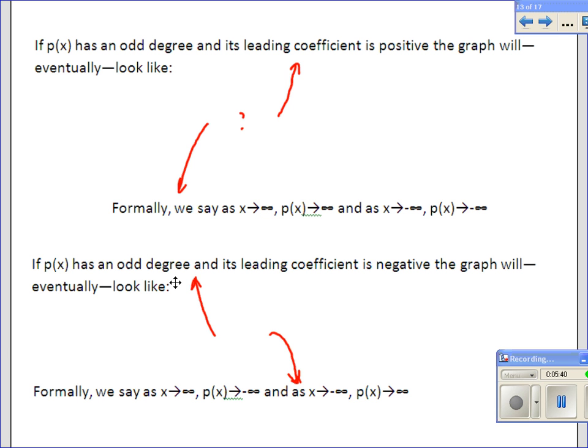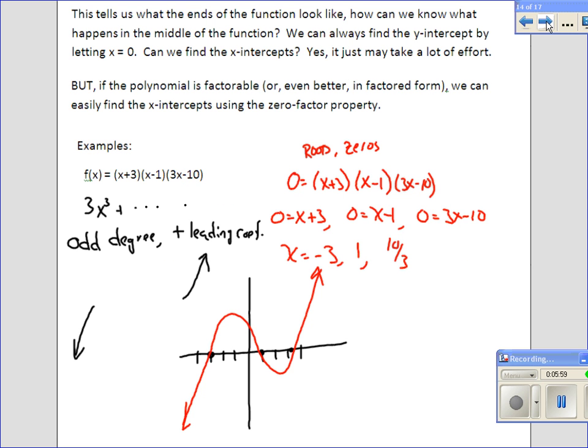So even without doing a graph, we've got a good idea of what a polynomial should look like if we know its degree and what its leading coefficient is, which is really helpful if you're trying to graph it on your calculator, so you know if you've got a complete graph or if you need to increase your window to see more of the graph, because you know eventually to the right it's supposed to be increasing. Okay, so this tells us what the ends of the function look like.